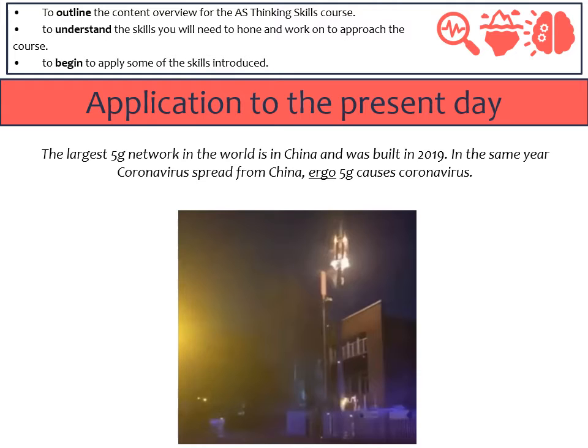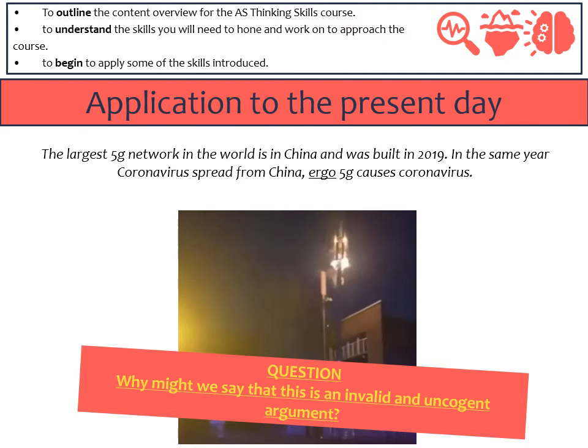It says that the largest 5G network in the world is in China and was built in 2019. In the same year, coronavirus spread from China. Ergo, 5G causes coronavirus. Now, I've tried to do as much research as I possibly can about this 5G link to coronavirus. And from my understanding, this is the crux of the argument that is being put forward by conspiracy theorists.